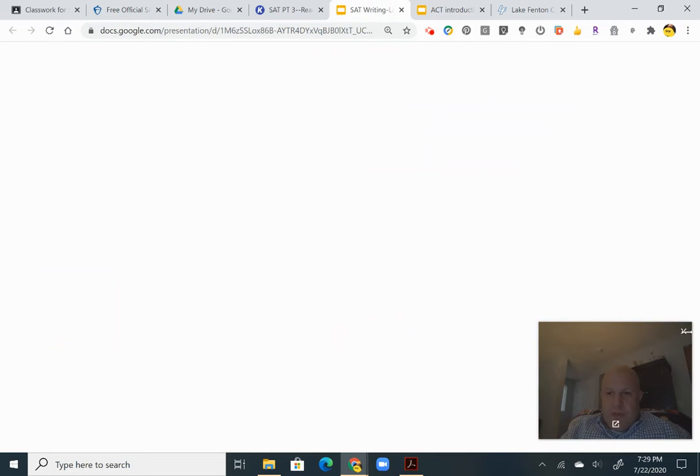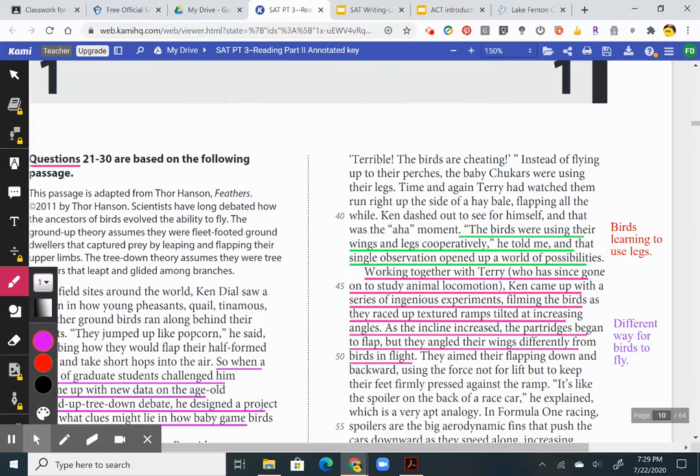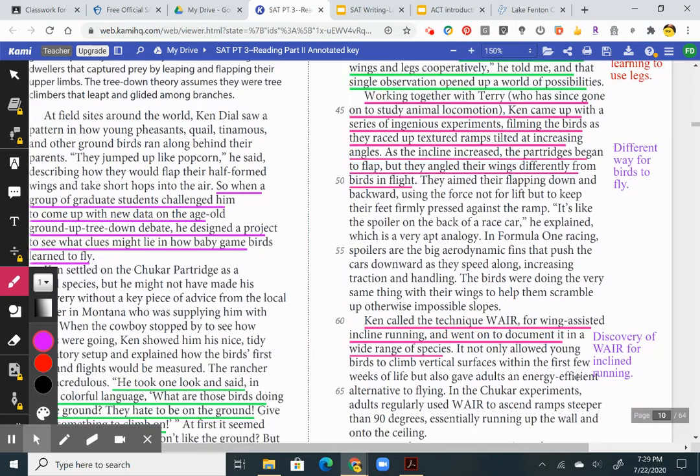So here we go. I'm going to get my fat head out of the way again and get back to the passage. This is practice test 3, which if you're a senior, you took in December. Working together with Terry, who has since gone on to study animal locomotion, Ken came up with a series of ingenious experiments filming the birds as they raced up textured ramps tilted at increasing angles. As the incline increased, the partridges began to flap, but the angle of the wings differed from the birds in flight. The birds were doing the very same thing with their wings.